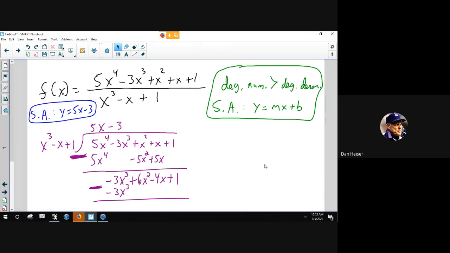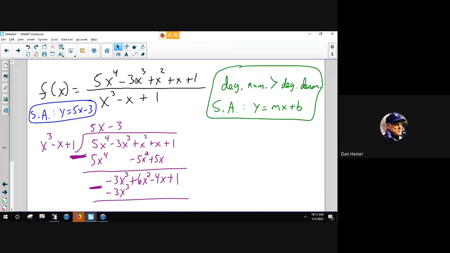When the degree of the numerator is greater than the degree of the denominator, the slant asymptote is going to be the equation of a line, y equals mx plus b. We get that equation by doing long division. Let's see what that looks like on a graph.